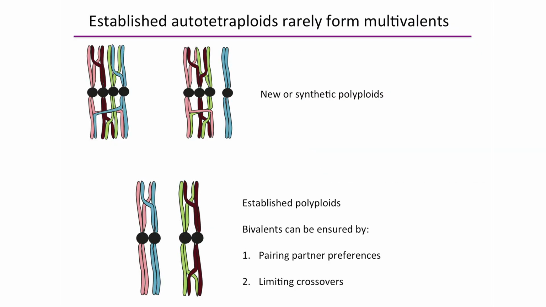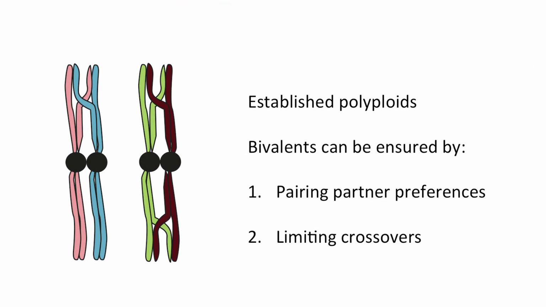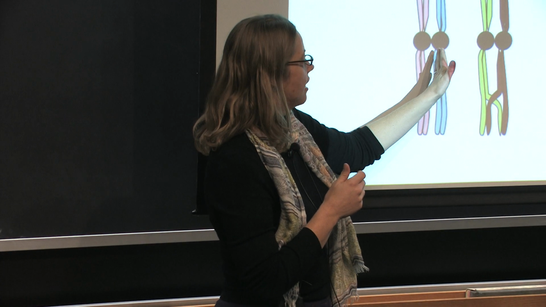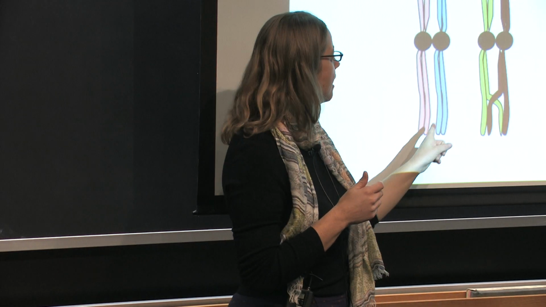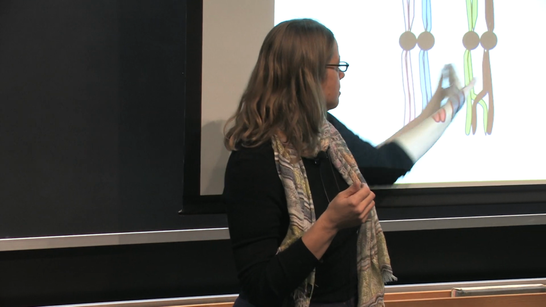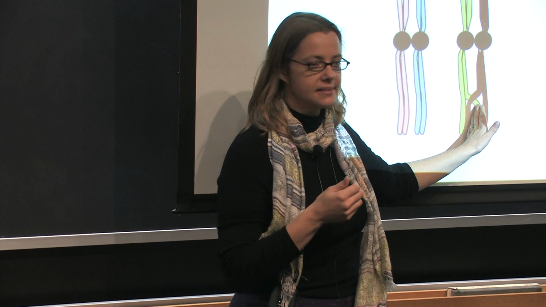So there are actually 2 different ways that you can ensure this to happen. And if you think about it, they make actually perfect sense. And this is indeed how these organisms do it. So in one situation, you can have a pairing partner preference. So if the blue chromosome always pairs with the pink one, and green always pairs with brown, then they're always going to form only bivalents because they will never want to pair across this set. Does that make sense? Okay.